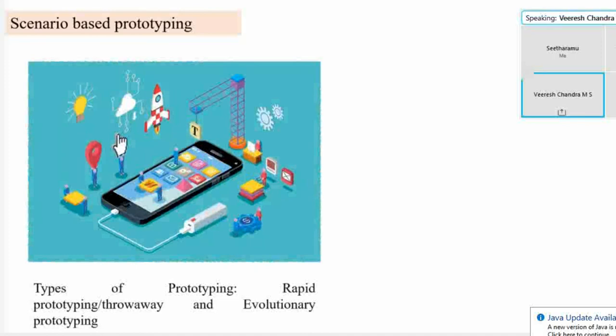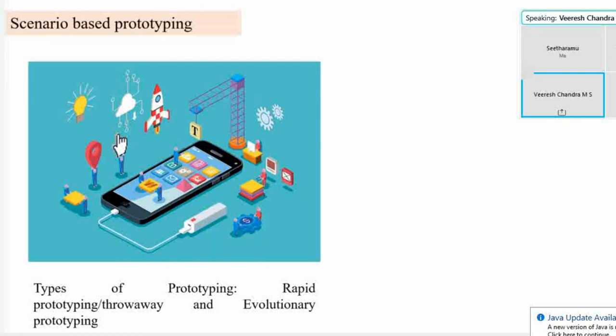So when I consider prototyping, we have rapid prototyping, which is also known as throwaway prototyping, and evolutionary prototyping. When I say rapid prototyping, I just take a paper and a pen, and write what I'm going to do, each and every step, and show it to the customer. If he says okay, I'll just throw it in the bin and start working on the software development. But when I consider evolutionary prototyping, it becomes the base of the product.